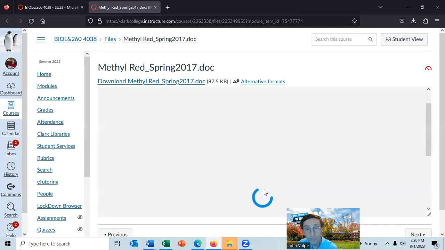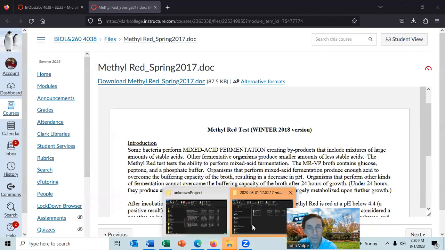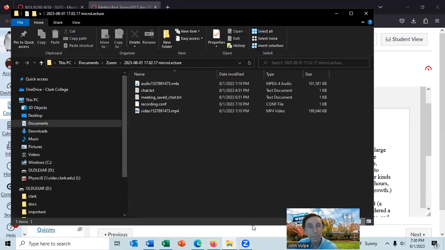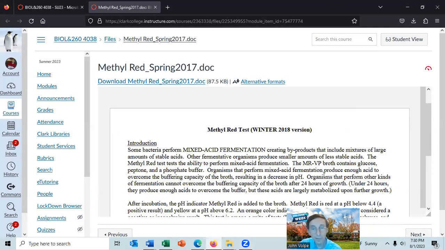For some reason, this is very slow. Of course, my computer is still working on the lesson for the lecture. Well, I thought it was. Maybe that finished. Oh, it did finish. Good. All right. I'll work on that later. Not sure why that's taking so long. It must be the network.